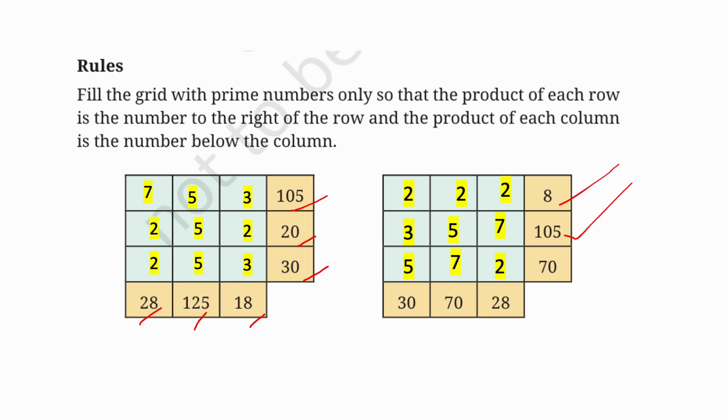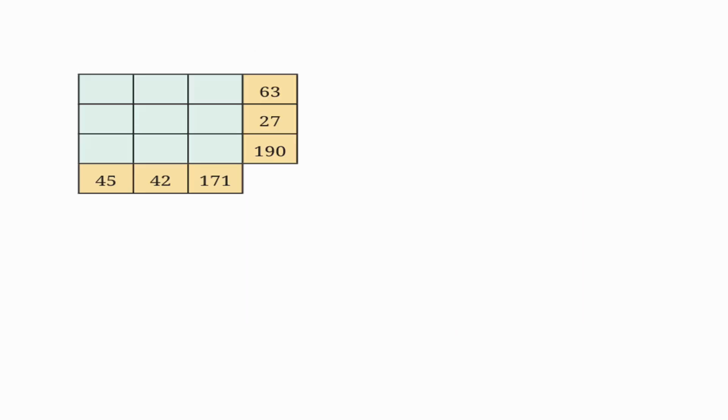5 into 7 into 2 is 70. Similarly, 2 into 3 into 5 is 30. 2 into 5 into 7 is 70. 2 into 7 into 2 is 28. Similarly, 3 into 7 into 3 is 63. 3 into 3 into 3 is 27.